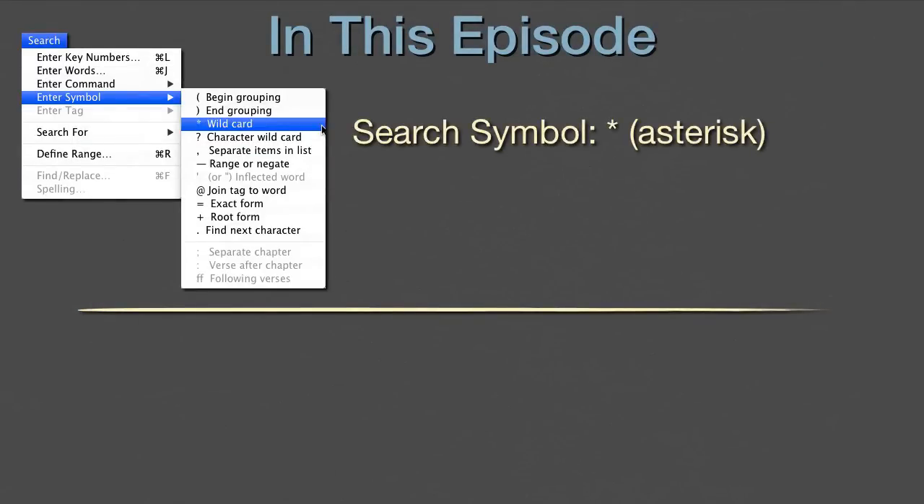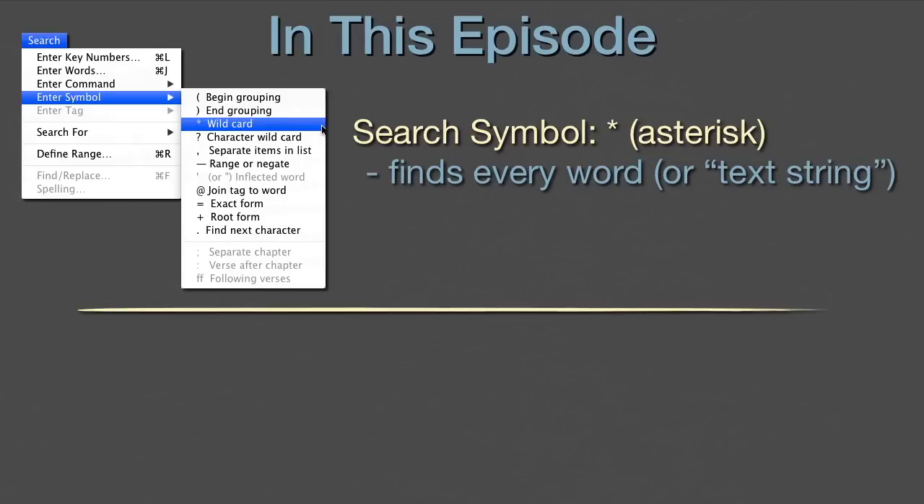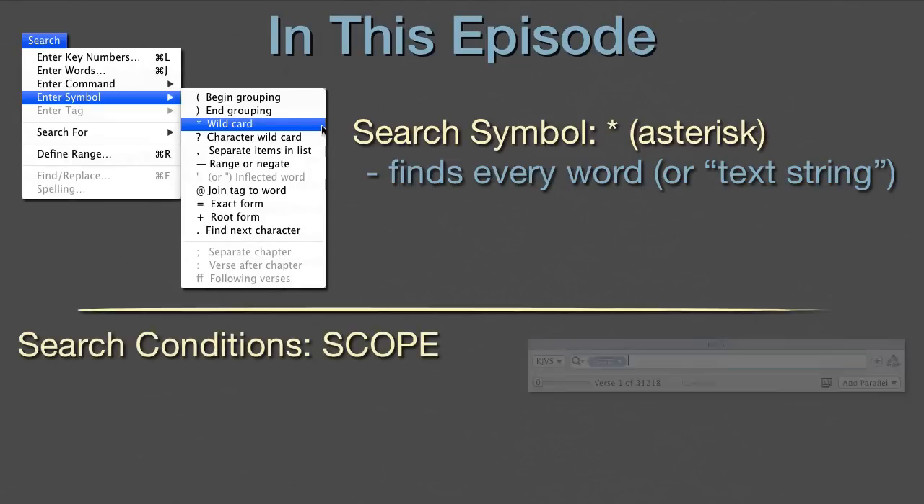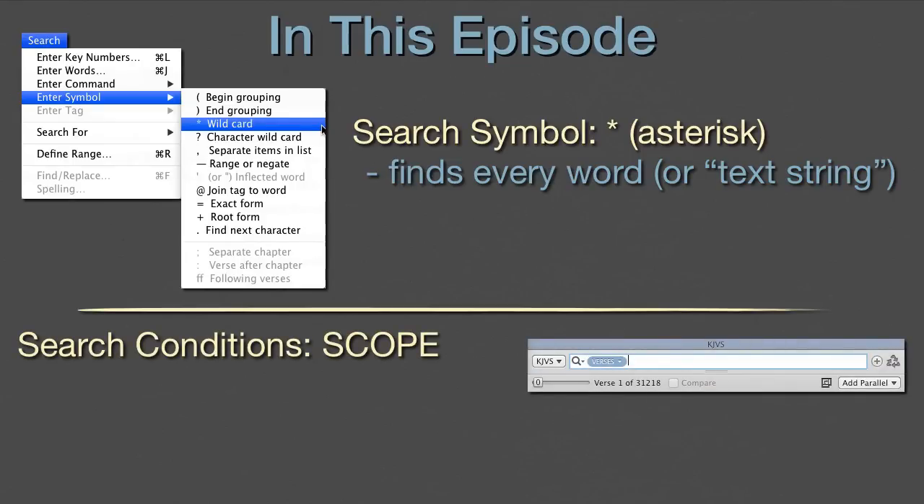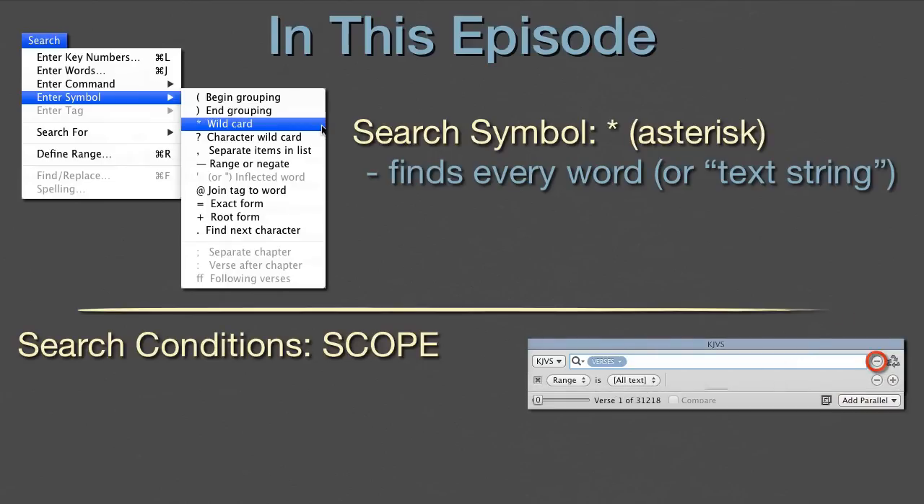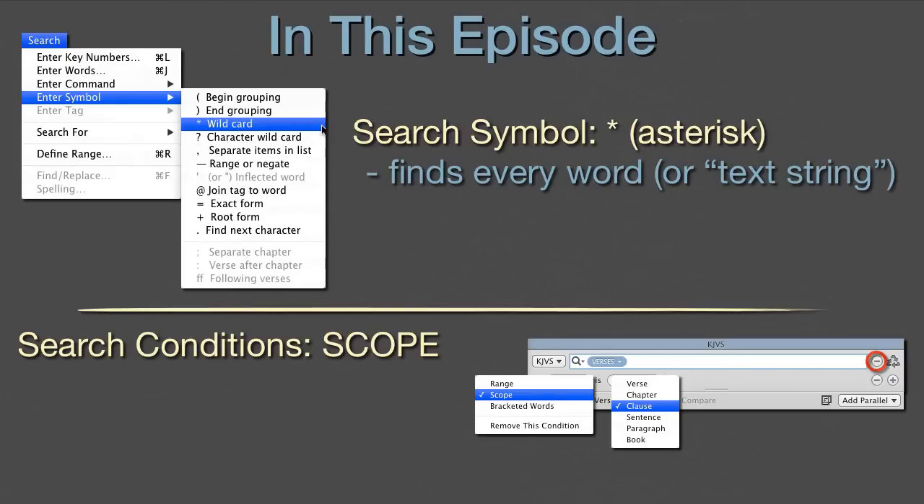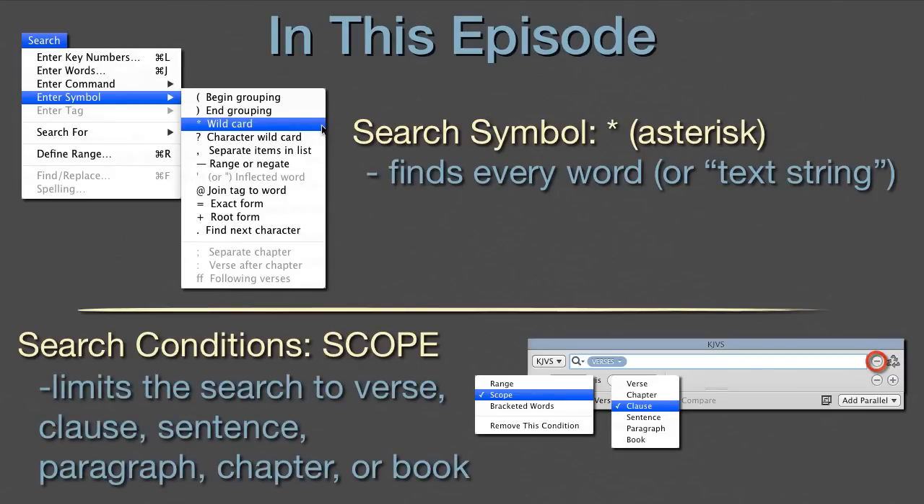In this podcast, we'll use the search symbol asterisk, the wildcard, which finds every word, or technically, every text string. We'll also make use of one of the search conditions we covered in podcast number 82, scope. We can access it by clicking the plus sign on the right side of the search entry box. Think of it as adding a condition. The search entry section will expand, then we simply choose scope from the drop-down menu, then any one of these choices in the secondary menu. This limits the search to a verse, clause, sentence, paragraph, chapter, or even book, whichever one we happen to select.